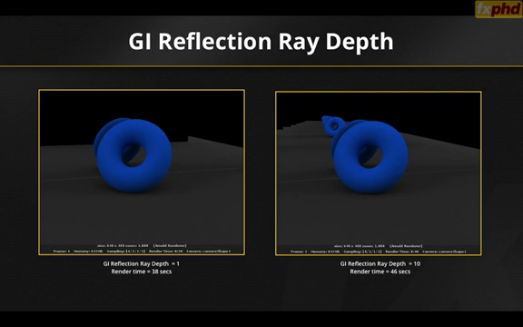Once we increase our GI reflection ray depth to 10, we are now getting those 10 bounces. You can see we've got that kind of typical bounce mirror effect that you sometimes see. And you can see that although I've gone from 1 to 10, my render time has really only gone up by 8 seconds. So often increasing these values isn't making a huge amount of additional render time. Sometimes it is, sometimes it's not.